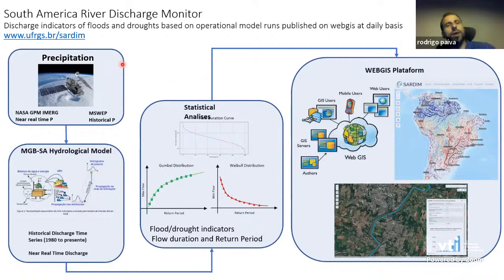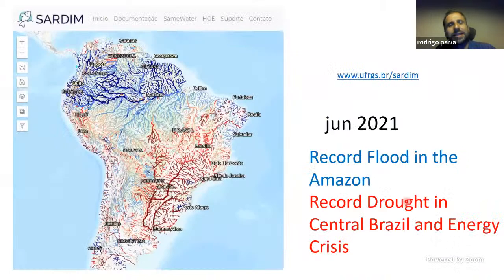And you can check this on this website. You can use your computer to do that, or you can use your smartphone to check and zoom in on the river you have interest in. As an example, this picture shows the state we had in 2001, where in Brazil we had this really record drought in central Brazil that caused an important energy crisis. That's the drought you see here in these red rivers. At the same time, we were facing a record flood in the Amazon that caused several floods in several parts and damage to the local population.